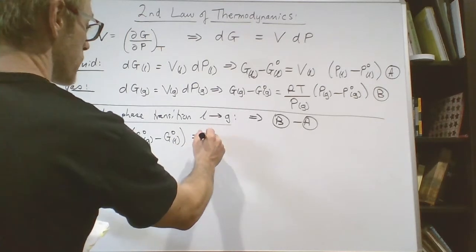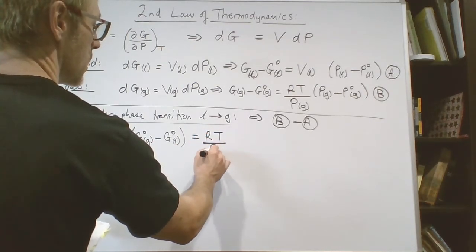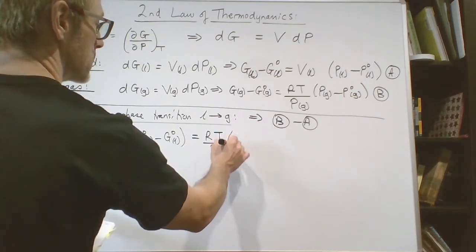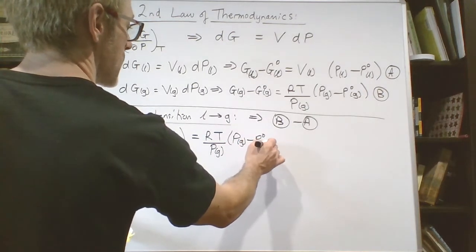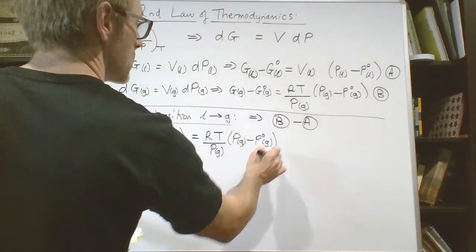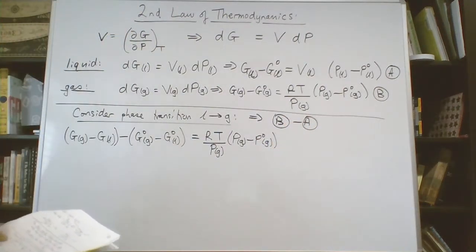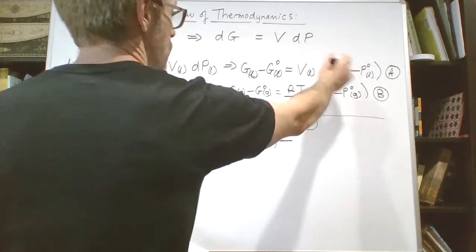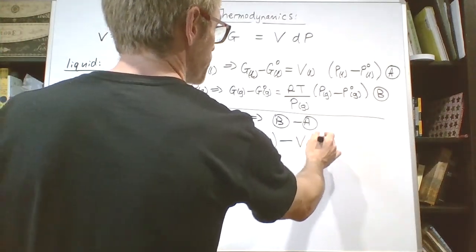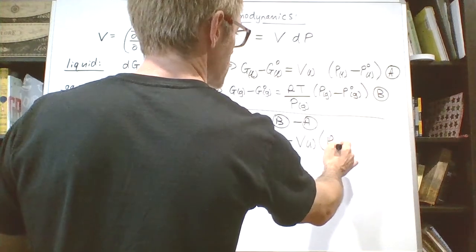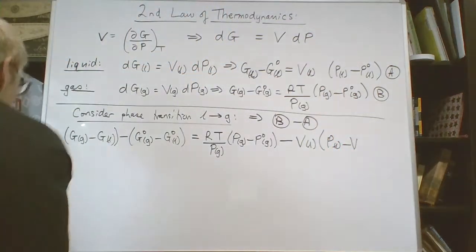Okay, so we've got RT over P gas minus P standard gas. So that's the term on the right for equation B. Now we're going to subtract the term on the right for equation A, which is volume liquid product of pressure liquid minus standard pressure liquid.